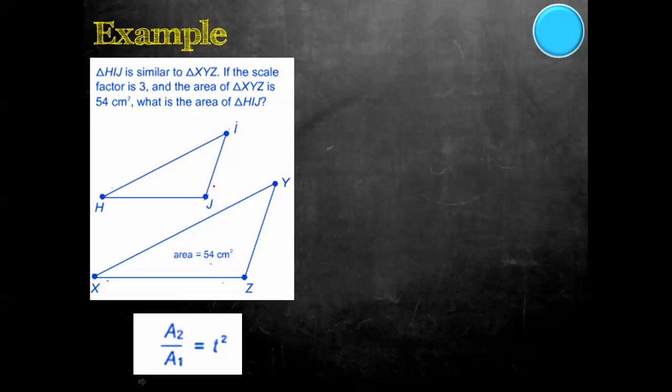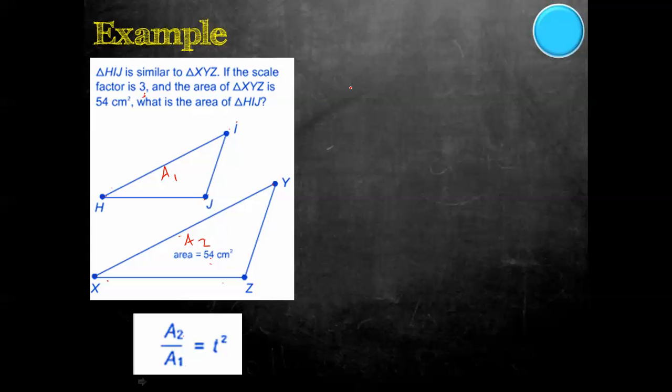Okay, so here it's important to figure out which one is A2 and which one is A1. It says that the scale factor is 3. If the scale factor is 3, that means the shape is going to get bigger. That means our original is the smaller shape. So that means this one is A1 and this one is A2. All right, so I'm going to use this formula down here.